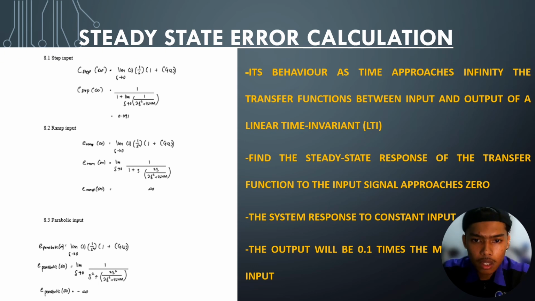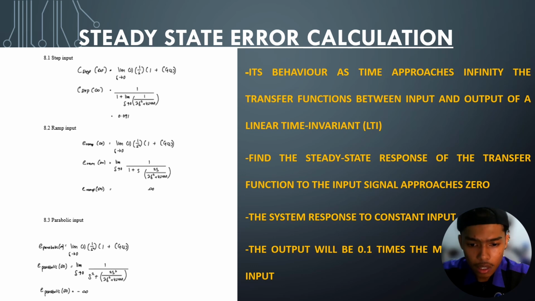The steady state response of a system refers to its behavior as time approaches infinity. The transfer function describes the relationship between input and output of a linear time invariant system in the frequency domain. We can find the steady state response of a system described by a transfer function by analyzing its behavior as the frequency of the input signal approaches 0.